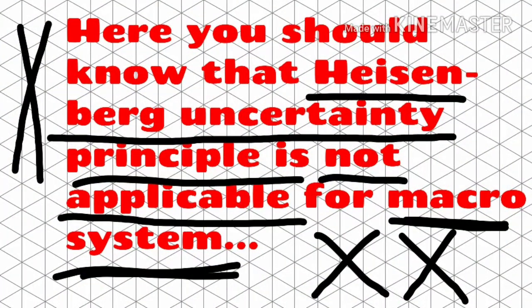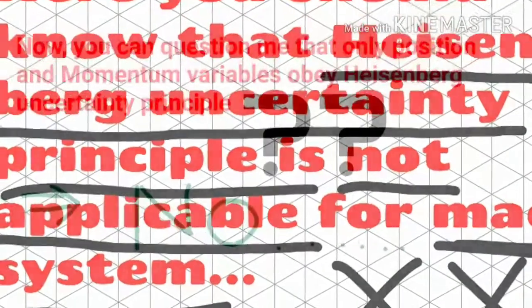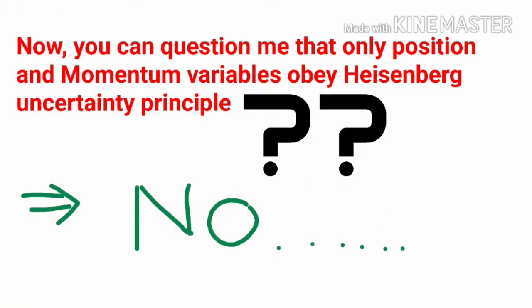Here you should know that the Heisenberg uncertainty principle is not applicable for macro systems. Now you can ask me: do only position and momentum variables obey the Heisenberg uncertainty principle? And the answer is no.